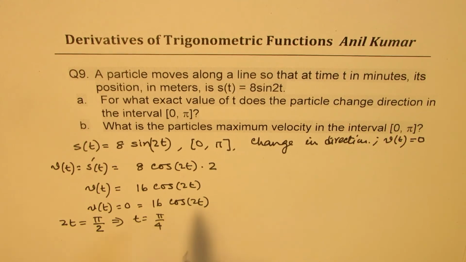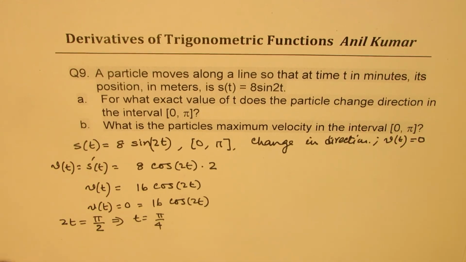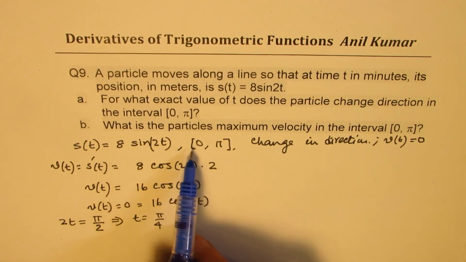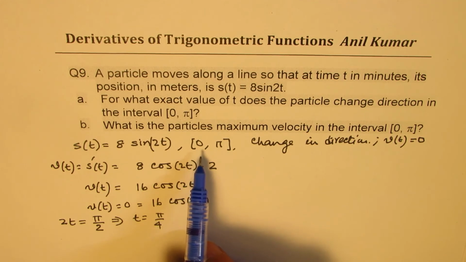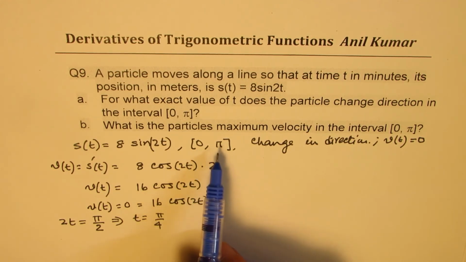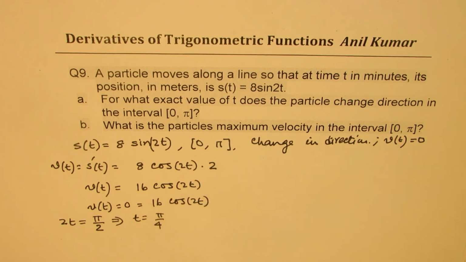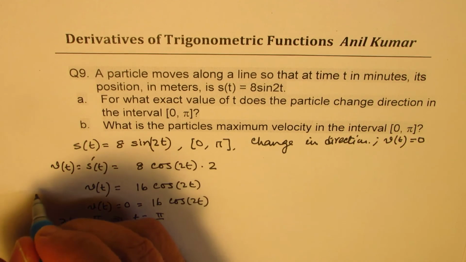At pi by 4, let's substitute this value. So we know the first answer, which is at pi by 4. Now it's kind of important to understand that this interval is given to us for time, right? So it says change in direction in the interval 0 to pi. Now if you look into the cosine function, let's just extend this a bit.